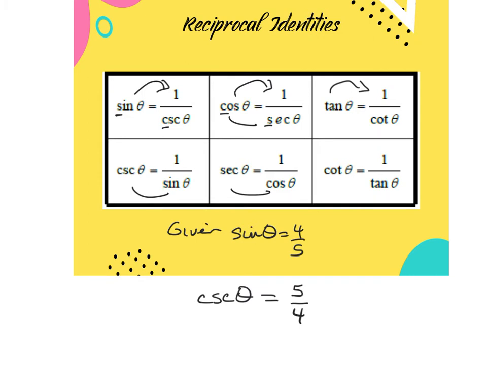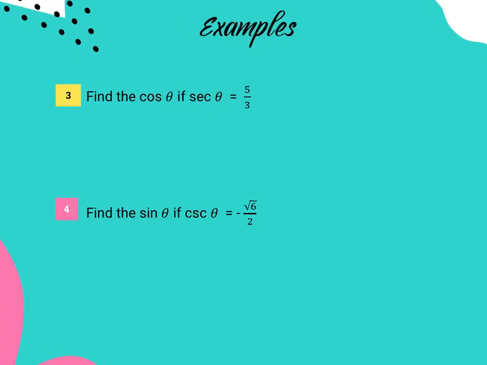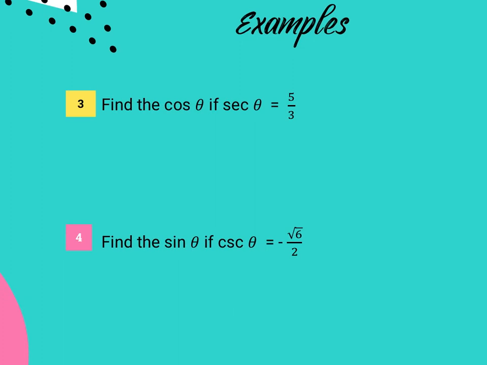So let's try an example using these reciprocal identities. We'll do two more. So they want us to find cosine theta given secant theta. Well, if you realize that secant and cosine are reciprocals, to find cosine theta, all you need to do is flip that fraction upside down.